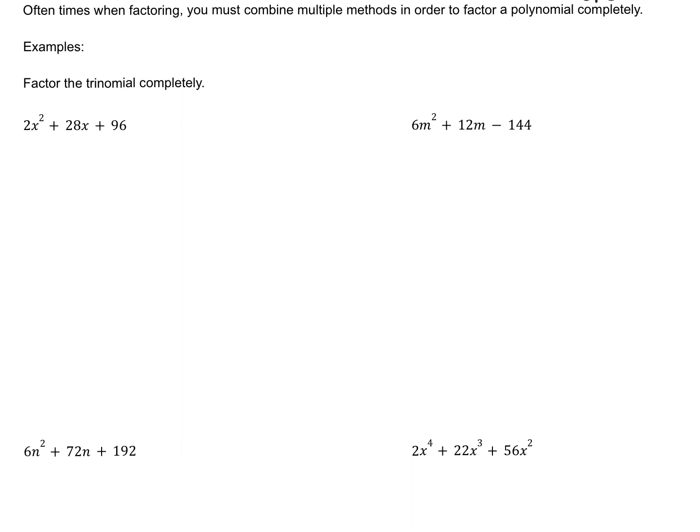So in our first example here, I have 2x squared plus 28x plus 96. If I wanted to factor that with very large numbers, it could get a little bit more difficult. But I notice all of my numbers are divisible by 2. So my first step is going to be to factor out that 2. Then I'm left with x squared plus 14x plus 48.